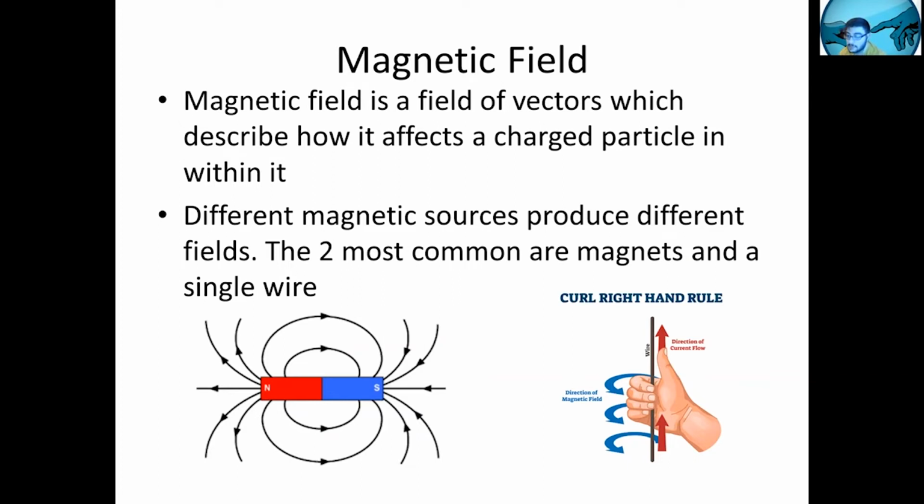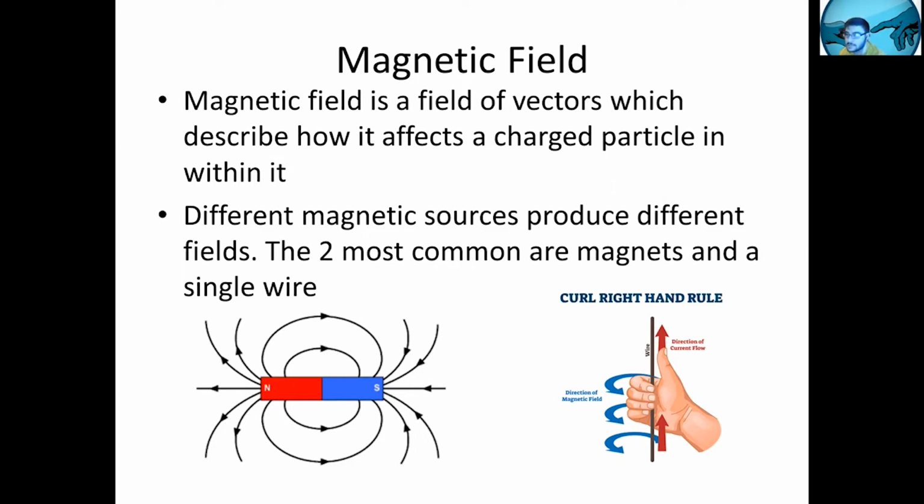Next, the magnetic field. The magnetic field is a field of vectors, and it describes how any charged particles within the field get affected by it. There are multiple different sources that can produce magnetic fields, for example, magnets, looped coils, the Earth also produces a magnetic field, and wires, obviously, both straight wires and curled, looped wires.